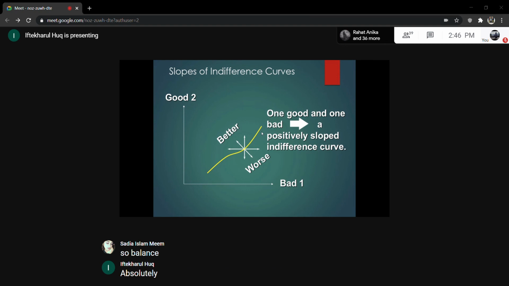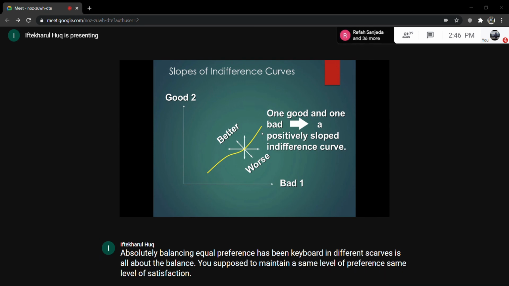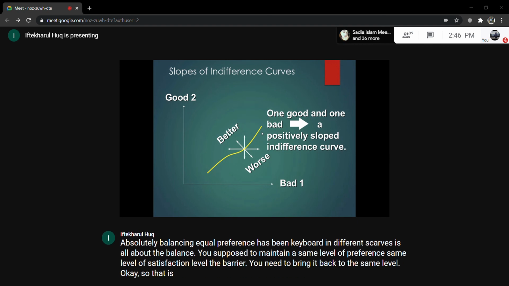Indifference curve is all about the balance. You're supposed to maintain the same level of preference, the same level of satisfaction. That means whenever your satisfaction level increases or decreases, you need to bring it back to the same level. Okay, so that is precisely why, for example, I give you one extra good thing.